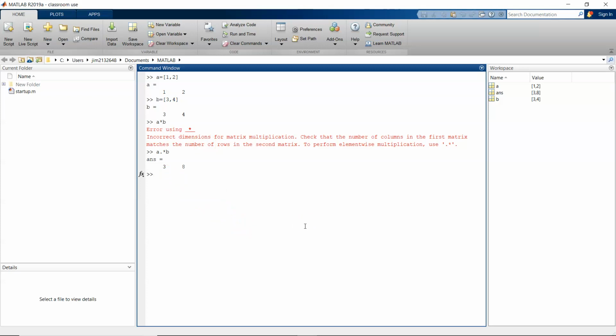Okay, now let's do something different. If we want to do A times B, we can use the apostrophe. This apostrophe converts B into a column vector. So now the number of columns in the first, which is going to be A, is going to equal the number of rows in the second. It's not element-wise. It gives you 11. 1 times 3 plus 2 times 4.